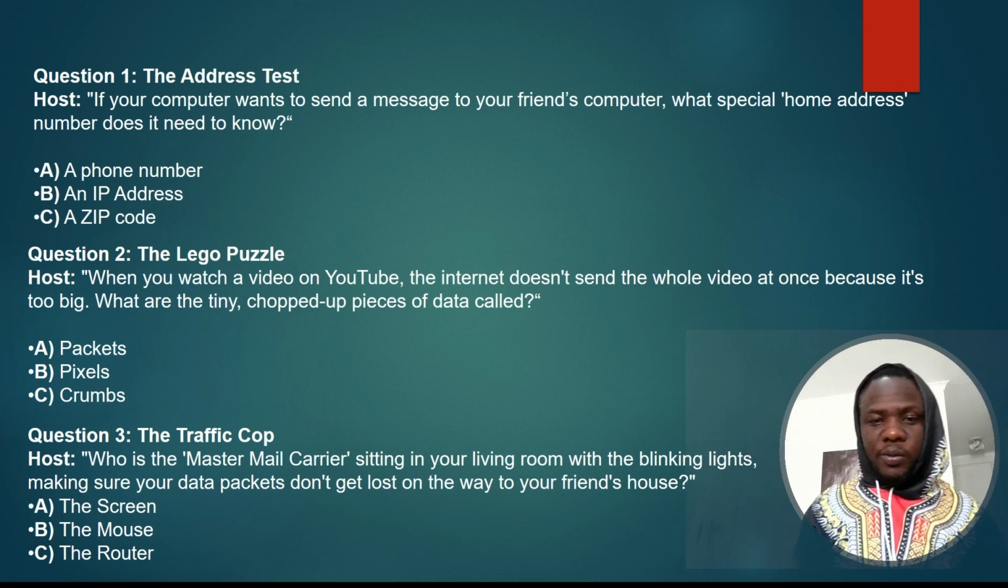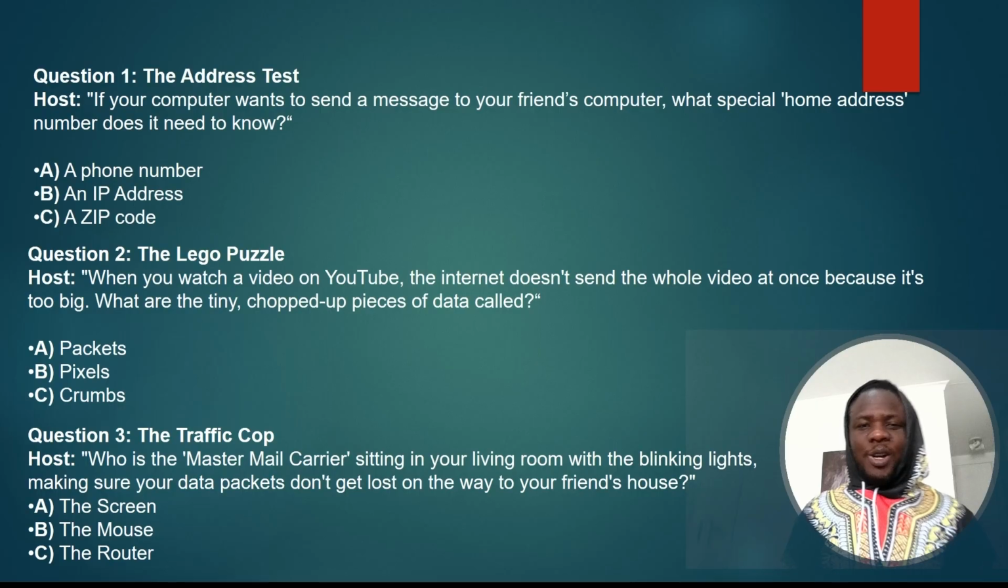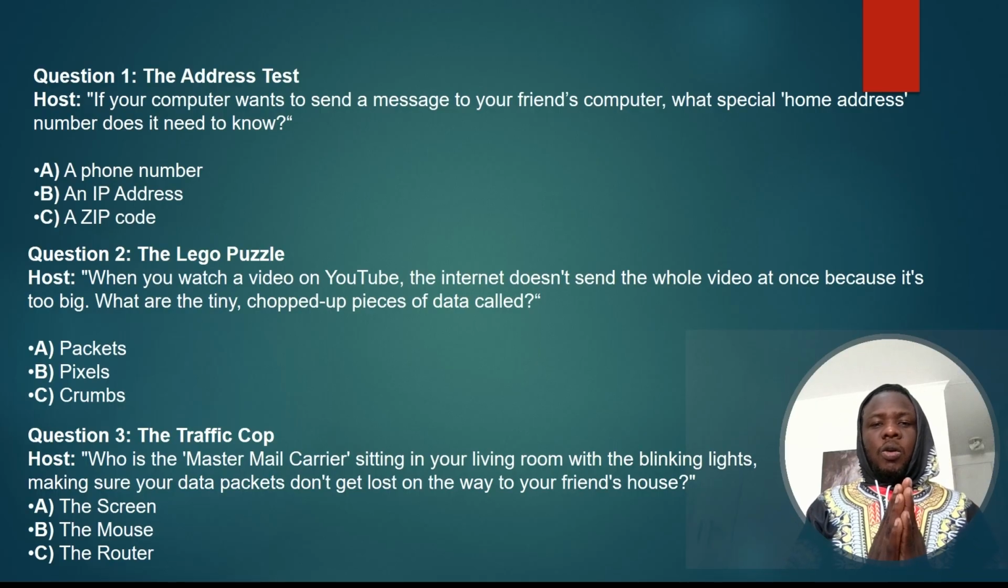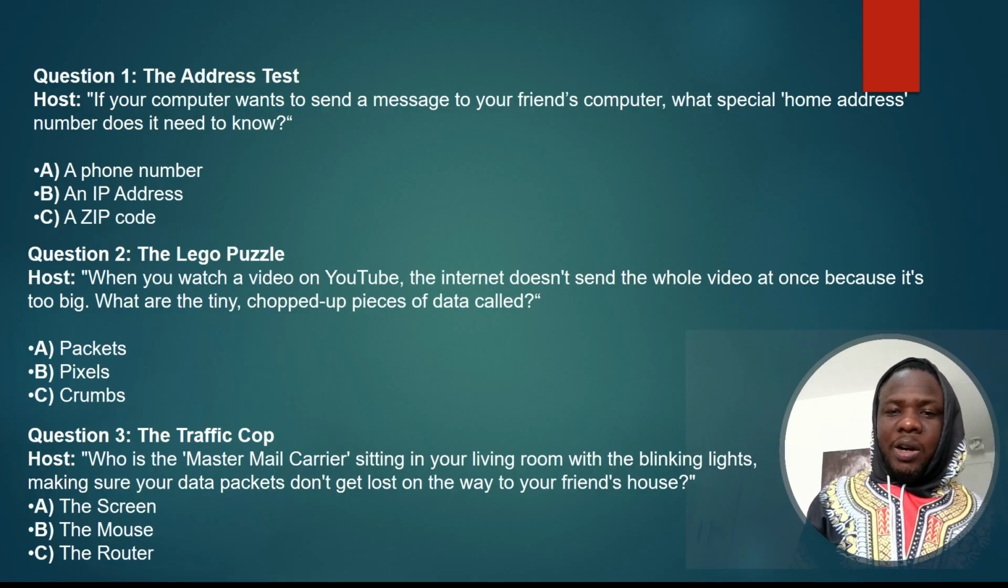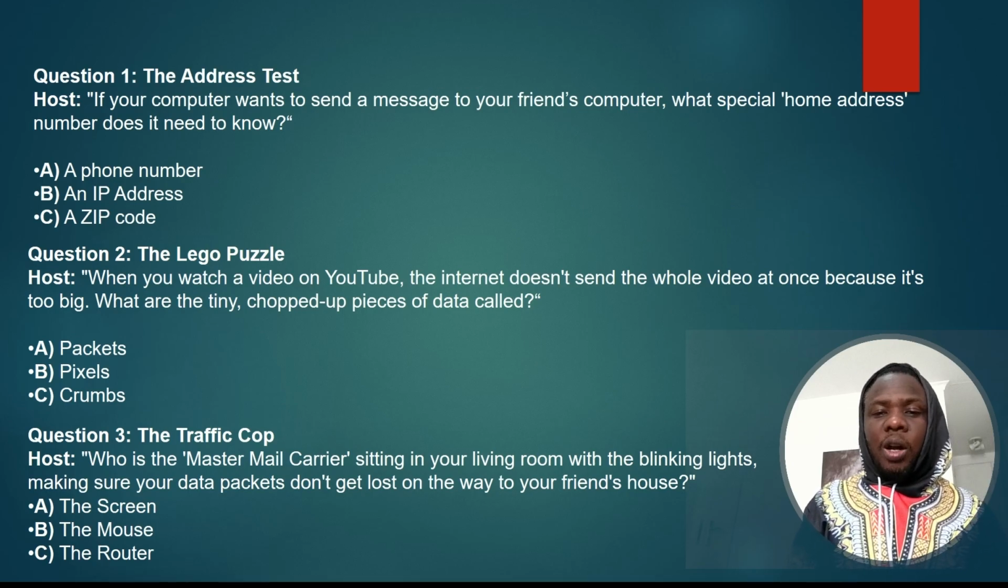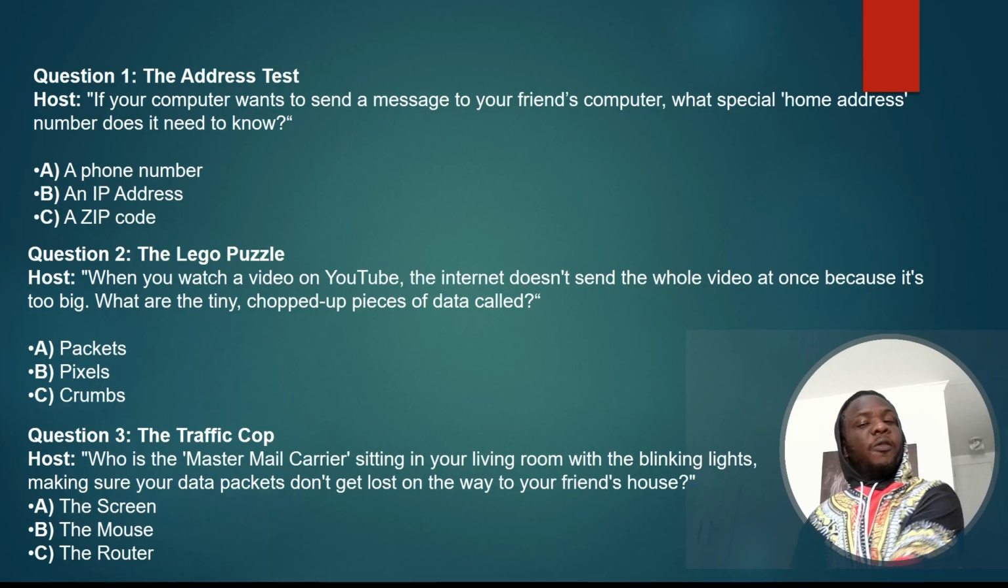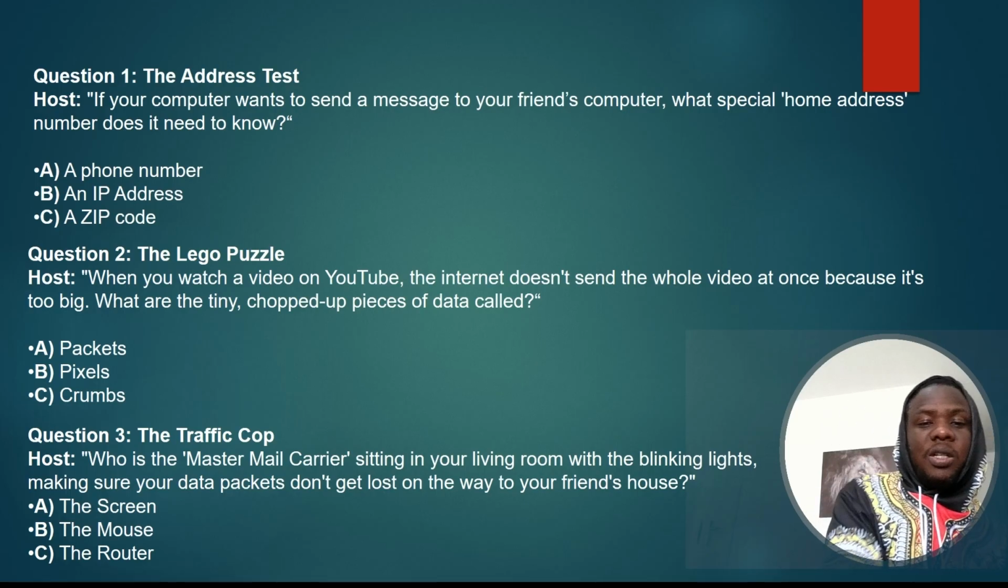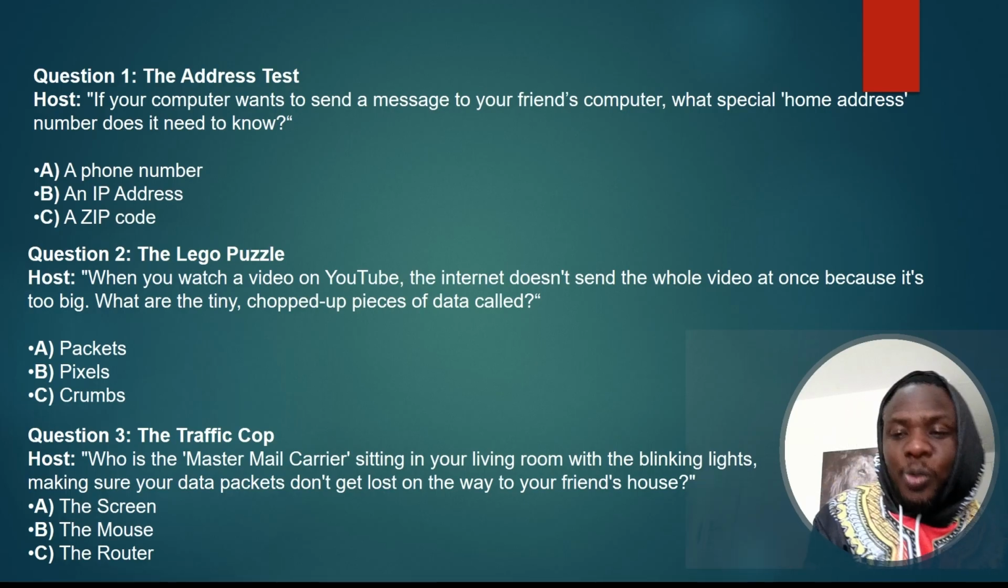And the third one, which is a traffic cop scenario: who is the master mail carrier sitting in the living room with the blinking light, making sure that the data packet doesn't get lost on the way to your friend's house? A, the string, B, the mouse, and the third one is the router.